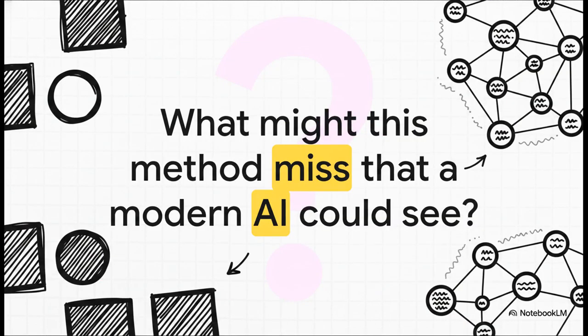And that brings us to a final thought. This classical step-by-step method is powerful because it's reliable and it's based on clear rules about shape and size. But that leads to a fascinating question to leave you with. What subtle patterns, what hidden textures that might indicate disease could a method like this miss that a modern AI trained on millions of examples could learn to see?